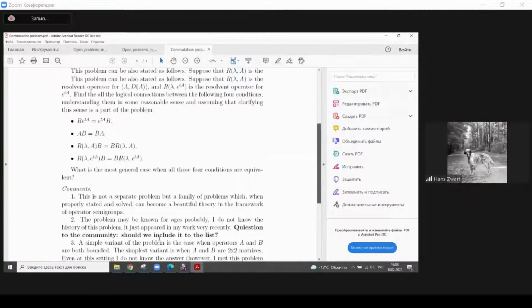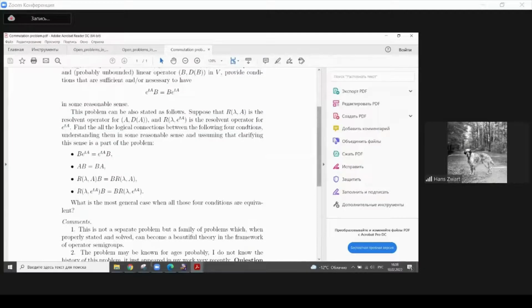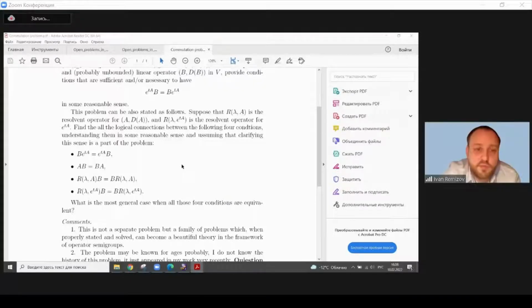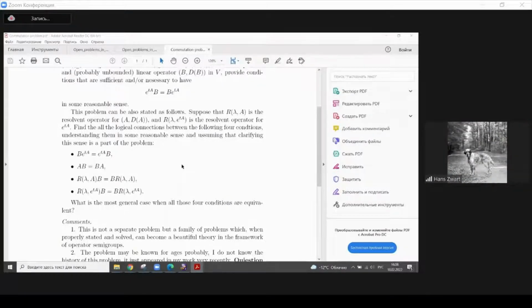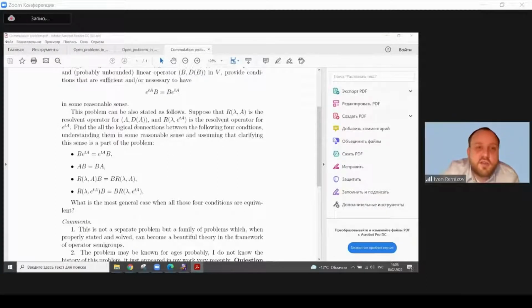May I? Thank you. Yes, you're welcome. First of all, in bullet 1, you want to have it for all t positive or not? Yes. Just a question to understand the problem. Yes, but still, you see, it is written that assuming that clarifying this sense is a part of the problem.